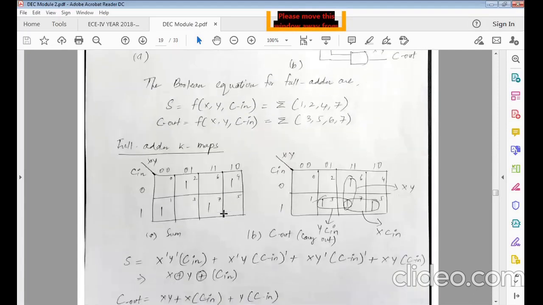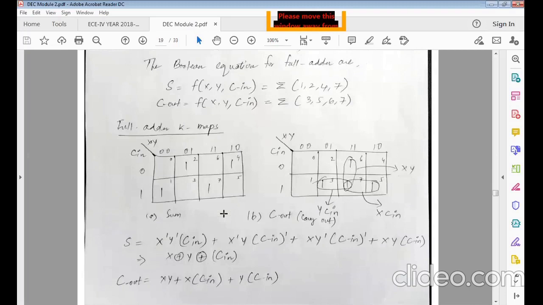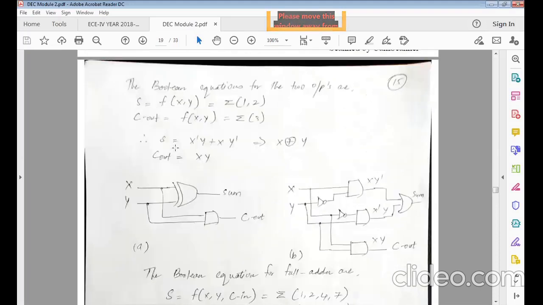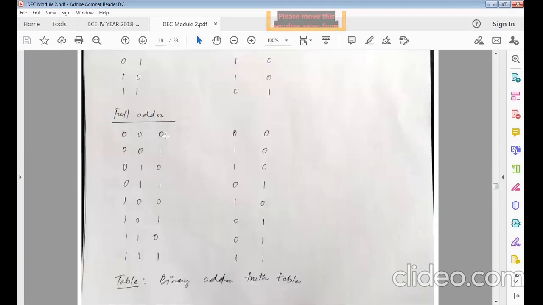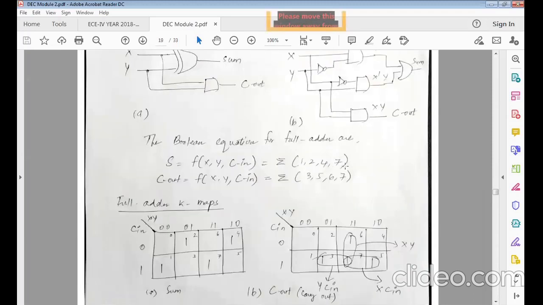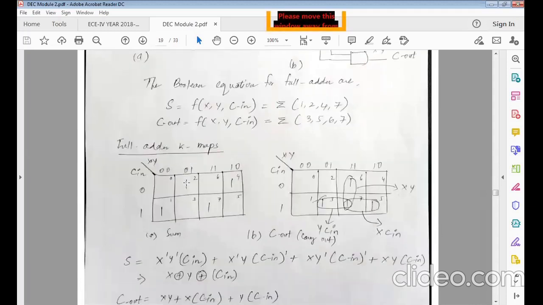Right. Now for full adder, this was for your half adder. Now for full adder, we are going to have 3 inputs, and the values are going to increase here, right? We are going to get from 000 to 111 combinations. In a similar fashion, I get 1, 2, 4, and 7 high values for sum, and 3, 5, 6, and 7 for C out high values. This one can even be implemented using K-map.